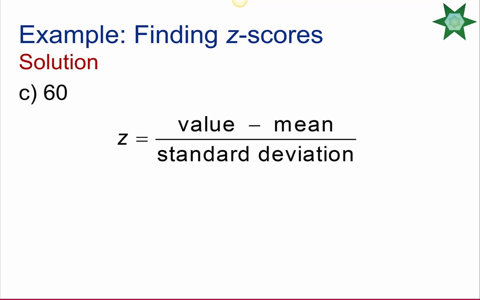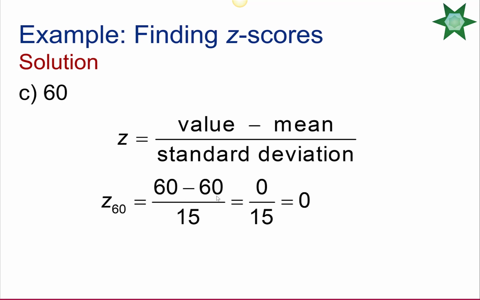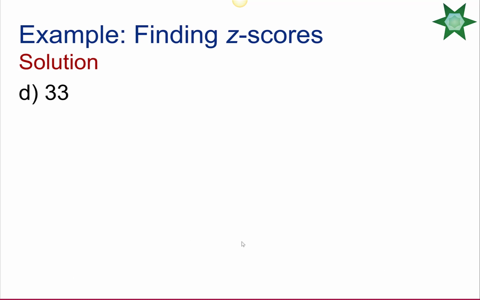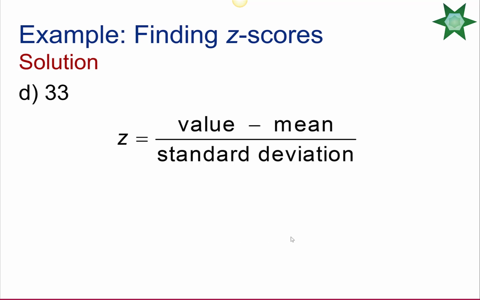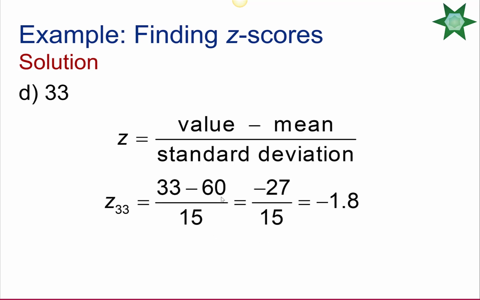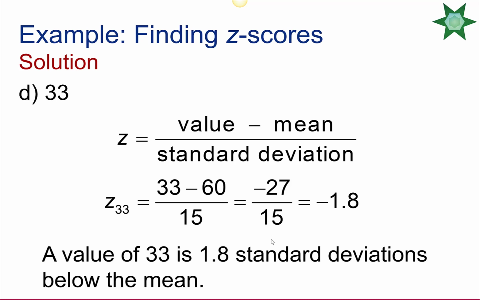Now finally, 60. So we take 60 minus 60, the mean was 60, divided by 15, we get a z-score of 0. Remember, we said the data value at the mean would be right at the middle of the distribution, and it will always have a z-score of 0. And finally, 33. Now this number is below the mean, so it's going to have a negative z-score. So we take 33 minus 60, we get negative 27, divided by 15. So a value of 33 is 1.8 standard deviations below the mean.